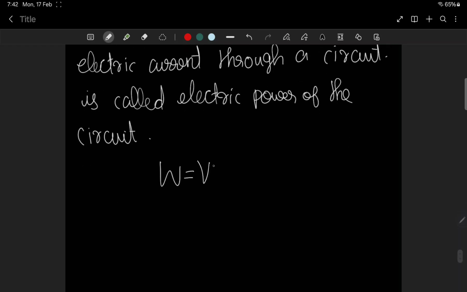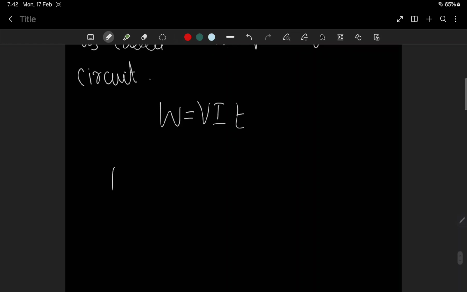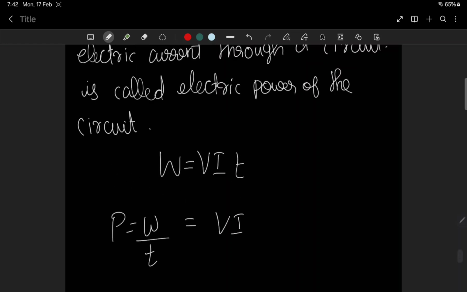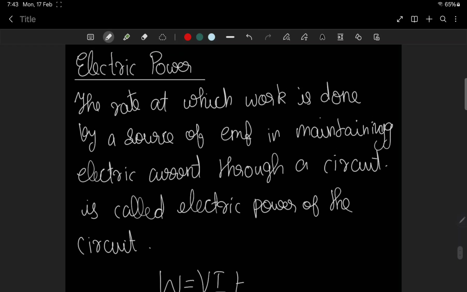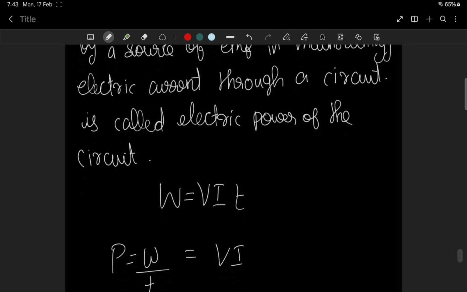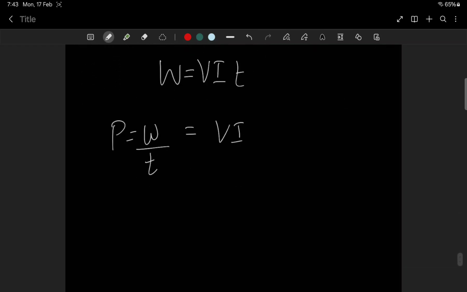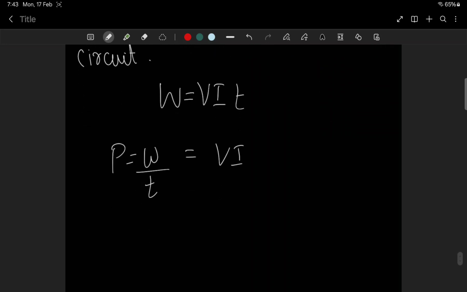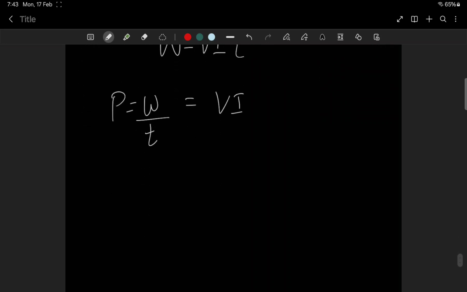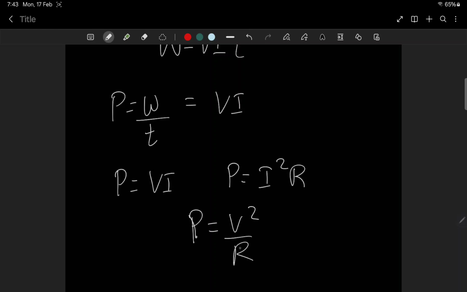That is W is equal to VIt, and P is equal to W by t. So what is power? Once again, the rate at which work is done by a source of EMF in maintaining the electric current through the circuit. So P is equal to VI, or P is equal to I square R, or P is equal to V square by R. These are the three equations for electric power.